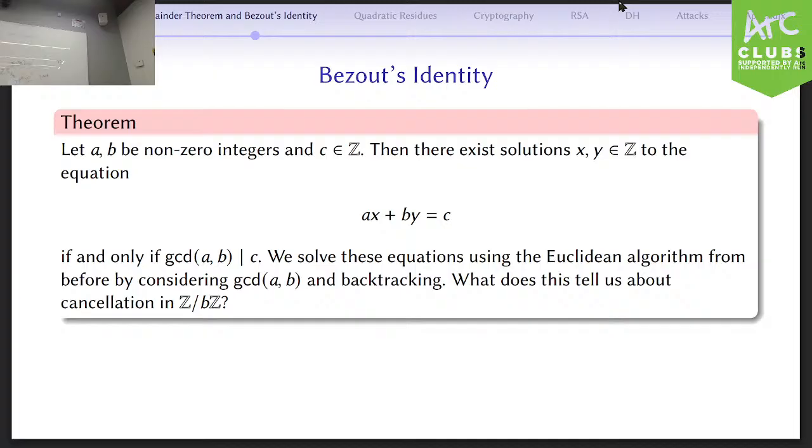Okay, so the question now to you guys is, remember previously we were talking about cancellation and multiplicative inverses in modular arithmetic. Does this tell us anything about when we can cancel off stuff? Remember, this is standard notation. This is Z mod B, so integers modulo B. I don't think it was used before, but it's there now. Any ideas?